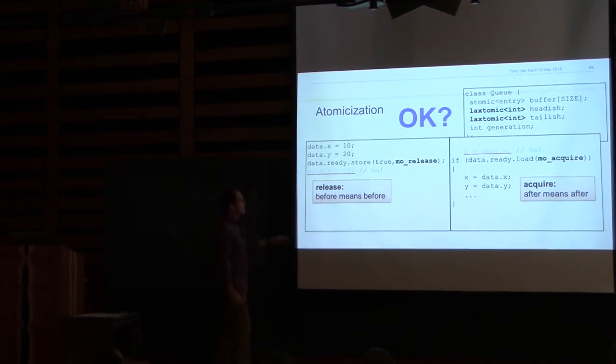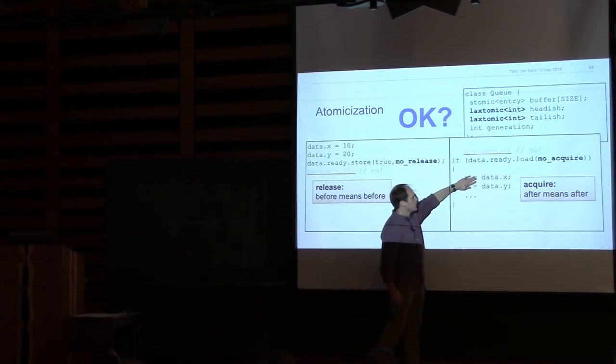What's really going on with release, you think of it in that mental model, but at the compiler and CPU level, it says before means before, which is what you think code always does. You always think this code happens before that code. But that's never true across threads unless you use memory orderings. So the release memory ordering says this really did happen before that. You can't have data.x happening down here. The compiler or the CPU can't reorder these instructions. And same over here: acquire means this really happens after that.